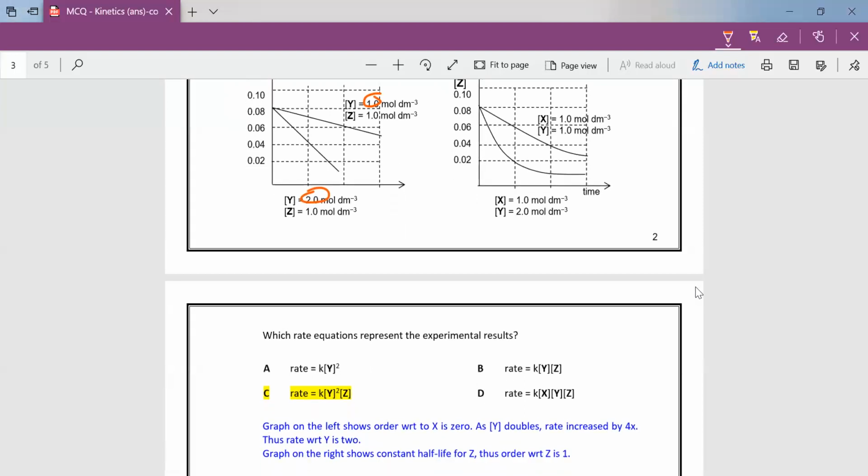Then the graph on the right shows that the half-life for Z is constant. All right, half-life for Z is constant. So that's why the order is 1.